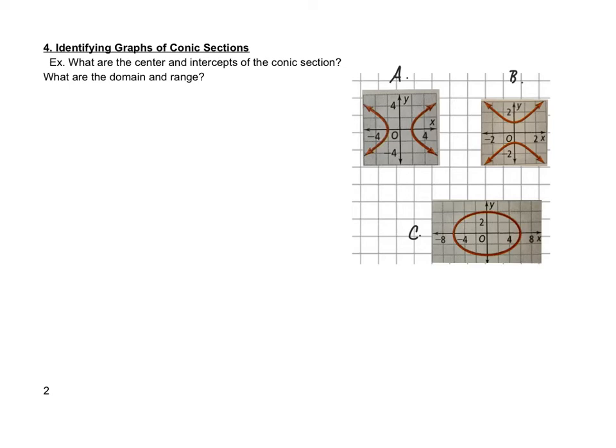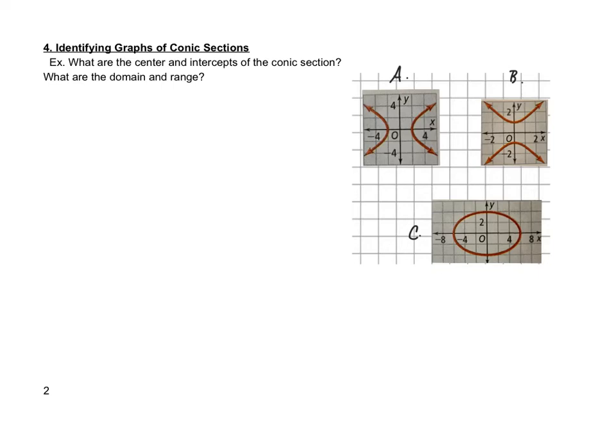Okay, working to identify these conic sections, if we look over here to the right, I want you to look at A and B and say those are hyperbolas, because of their shape and how we have a vacancy in the middle and what looks like two parabolas going outward forever. And looking at C, hopefully you can see that is an ellipse, which looks like a stretched out circle, an oval.